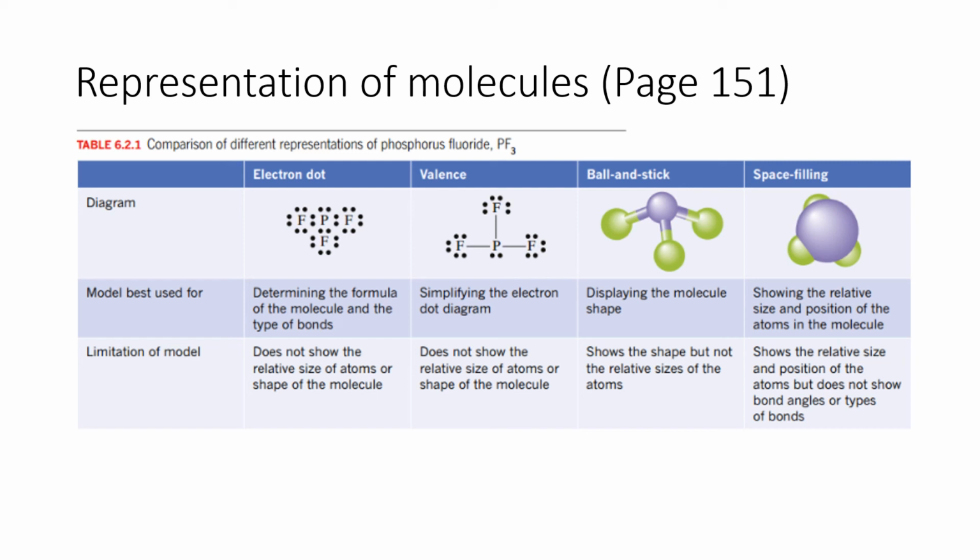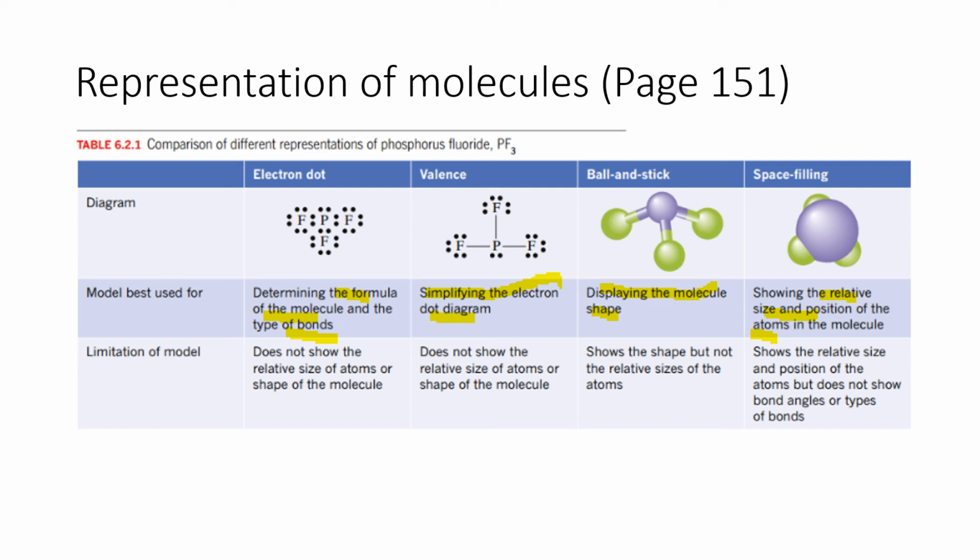When we talk about electron dot here, it is best used to determine the formula of the molecule and the types of bond. I'm just going to highlight this for you. It is used to determine the formula of the molecule and the types of bond. Valence is to simplify the electron dot diagram. Bond state is to display the molecule shape. Space filling is to show the relative size and position of the atoms in the molecule.